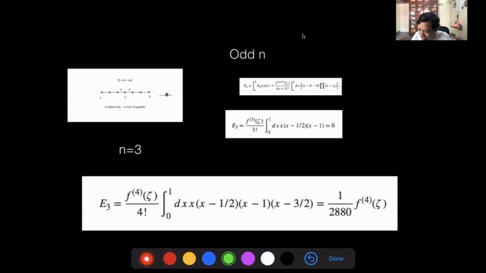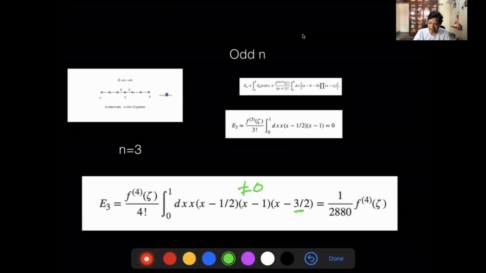So we want to add another point at 3/2 and compute the integral. But the integral is from 0 to 1, not 0 to 3/2. I'm just approximating the function by the interpolating polynomial. So 3 points gives you 0. I can approximate the function by more points, and if I take 4 points, then that's the leading order in the Taylor series. So this is not equal to 0.